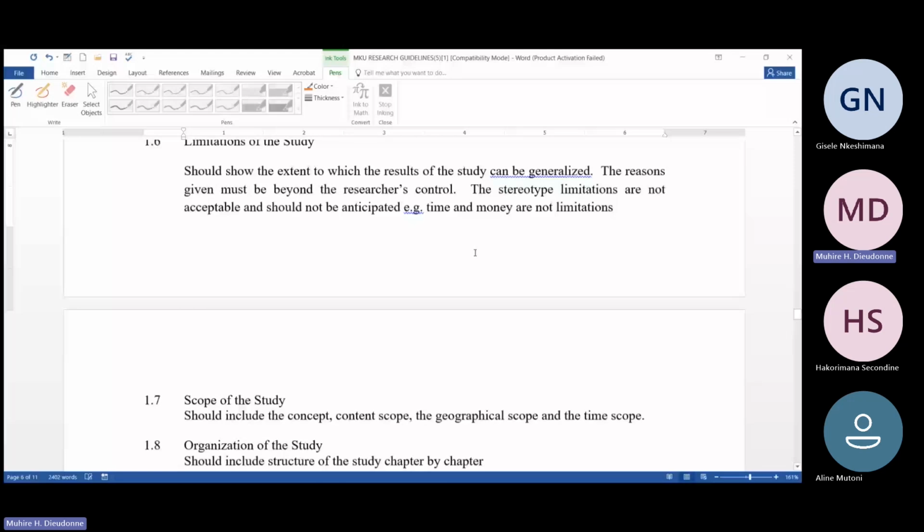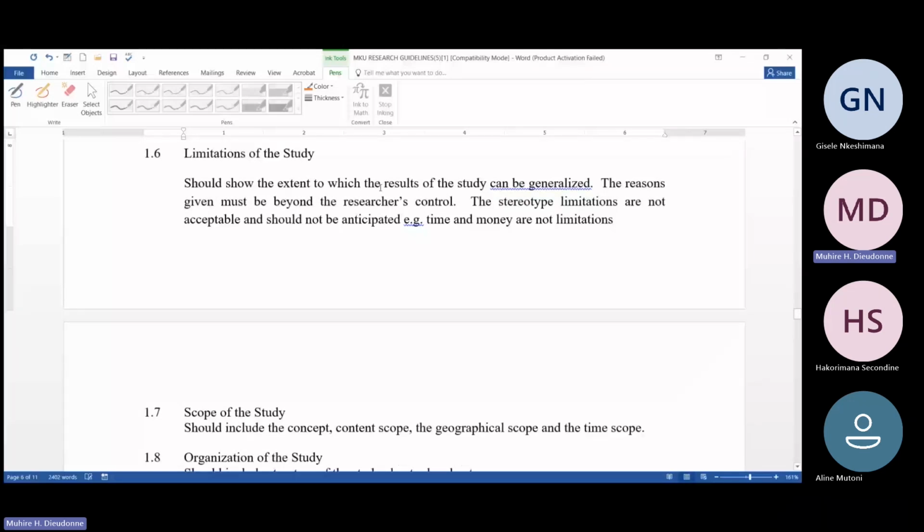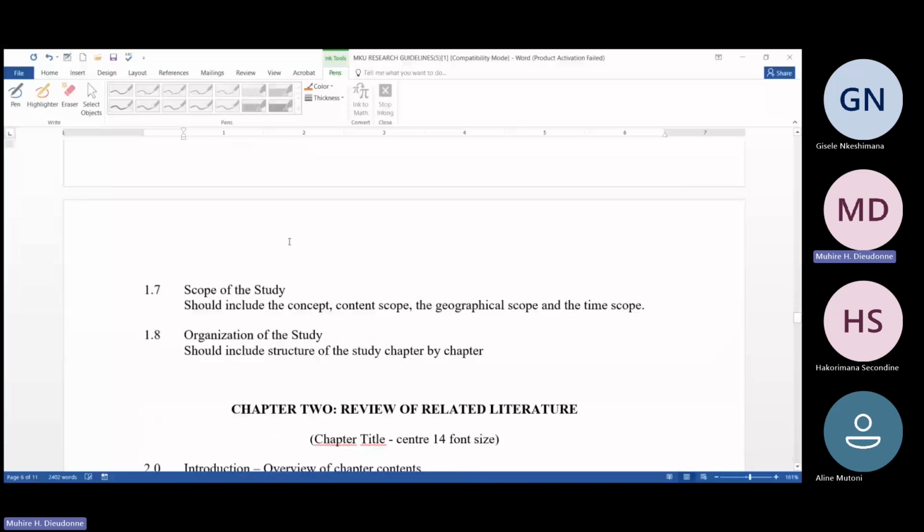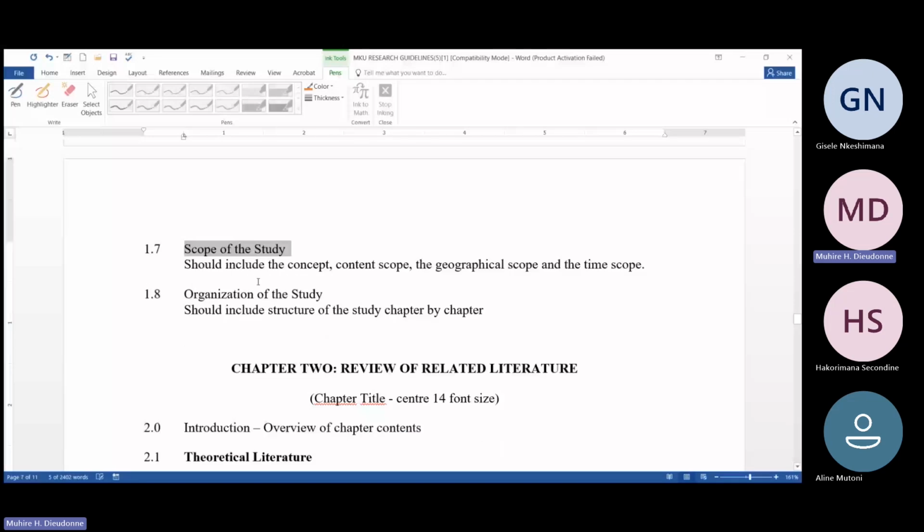You should show the extent to which the results or the study can be generalized, and also give the reason it must be beyond the researcher's control. So all those things like a limitation should be given. The scope of the study has geographical scope, content scope, and time scope. All those scopes must be shown in your scope of the study.